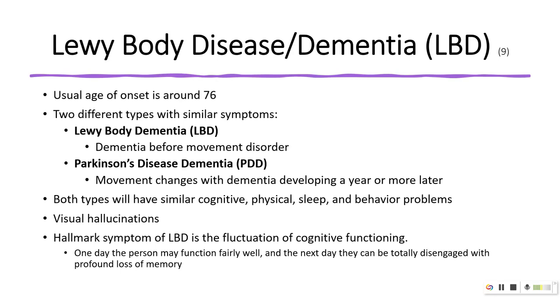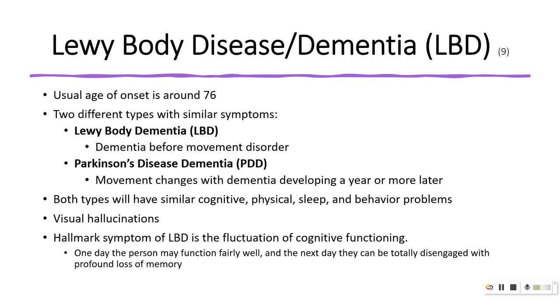Both types are going to have similar cognitive issues, the same type of physical problems, the same sleep disturbances and behavior problems. So the signs and symptoms are pretty similar. It's just when you are trying to identify which one it is: does the confusion come before the movement disorder, or does the movement disorder come before the confusion? There are some visual hallucinations that will occur with this, and interestingly, often those visual hallucinations involve children.